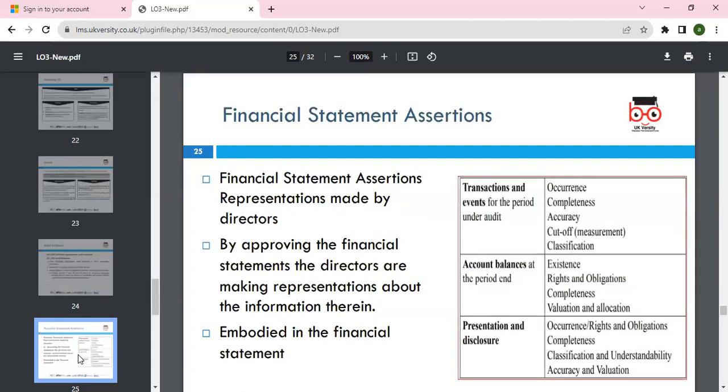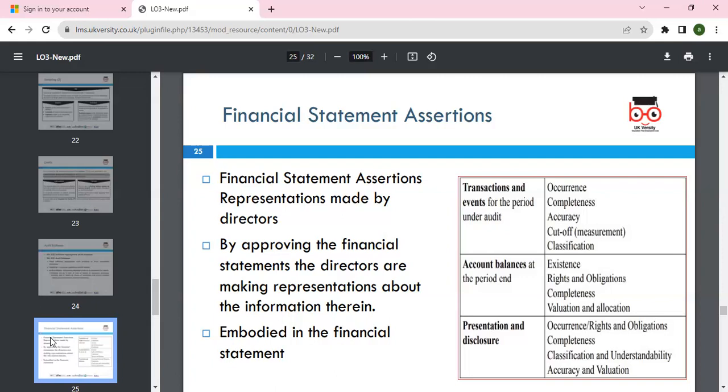So financial statements assertions are representations made by directors in approving the financial statements. Directors are making representations about the information embodied in the financial statements. We can look around transactions and events, those have occurrence, completeness, accuracy, cutoff, and classification.